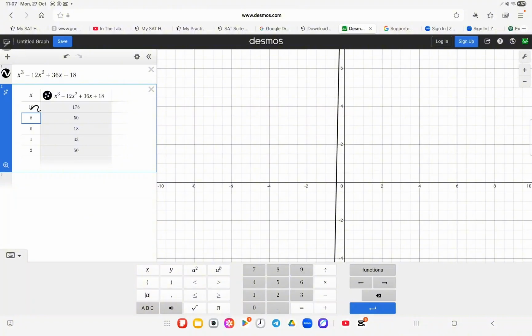So now when x is 10 minus x of 8, that basically means 178 minus 50, and I'll be getting 128 as my answer.